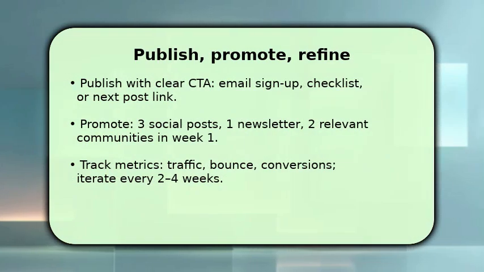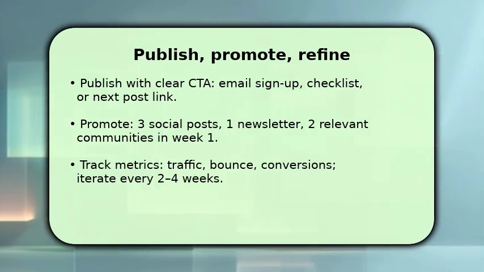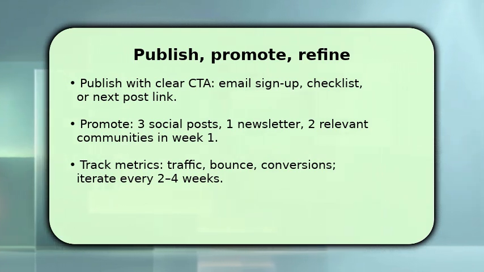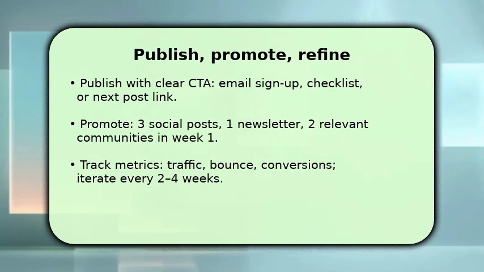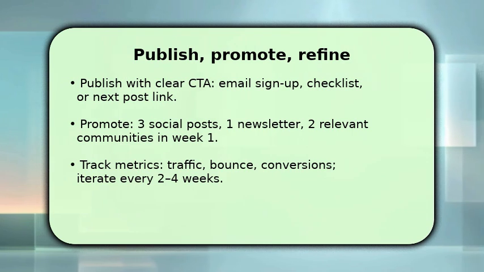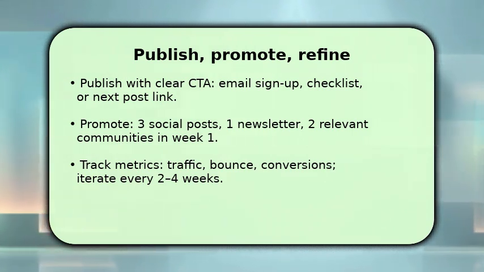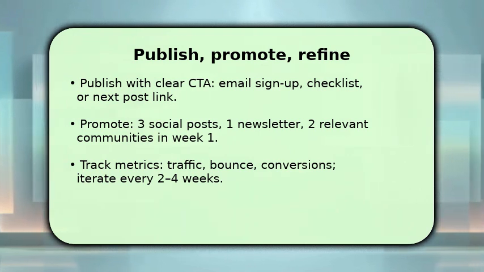You finish by publishing with a clear call to action, an email sign-up or downloadable checklist, and then promote immediately. Share 3 tailored social posts, include the article in 1 newsletter, and post to 2 relevant communities during week 1. Then track metrics, traffic, bounce rate, and conversions, and iterate every 2 to 4 weeks based on results. If performance is low, troubleshoot by auditing keywords, improving headlines, and testing different CTAs to find what resonates.